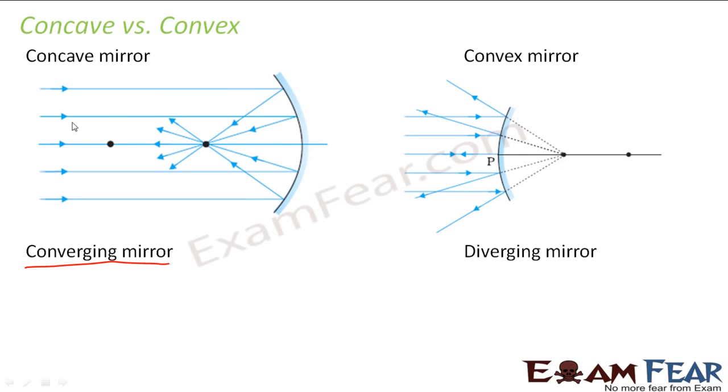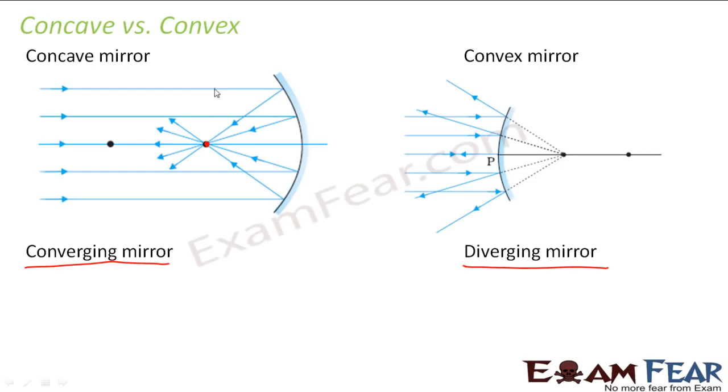If you see here, there are some 5 parallel rays of light falling on the mirror and they are all getting reflected, that is they are getting bounced back and they all meet at a point. So since rays of light falling on a concave mirror converge after reflection, this mirror is known as a converging mirror. Whereas a convex mirror is known as a diverging mirror because here you see the rays of light which are falling on the convex mirror, after reflection, they all get diverged, right? So it is known as a diverging mirror. So concave is a converging mirror and convex is a diverging mirror, right?